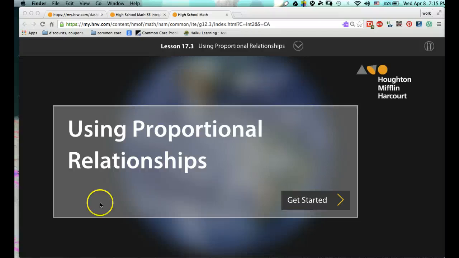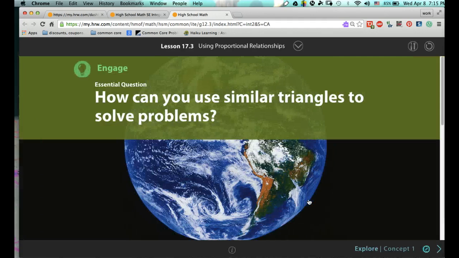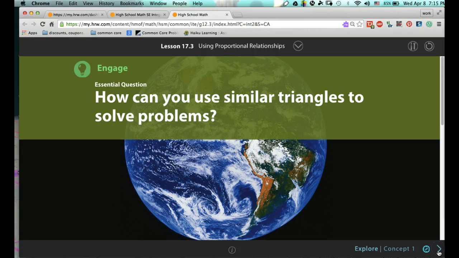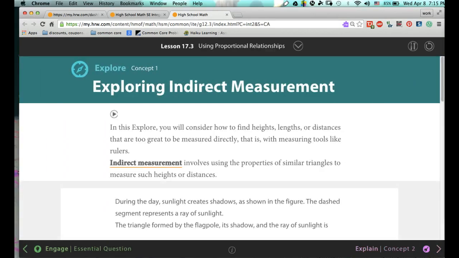Alright, so I'm really excited to introduce you to 17.3, using proportional relationships. Let's go ahead and start with your essential question for my wonderful AVID kids. How can you use similar triangles to solve problems? I really like this section because it's all word problems, okay? So the only thing that you have to remember over here is this one right here.